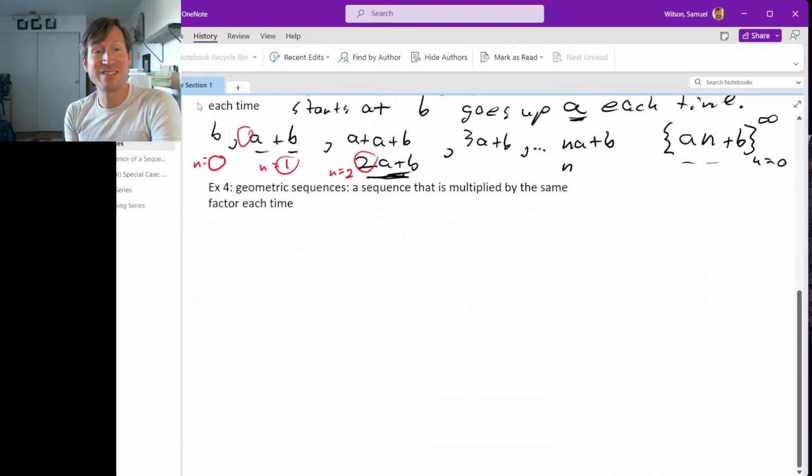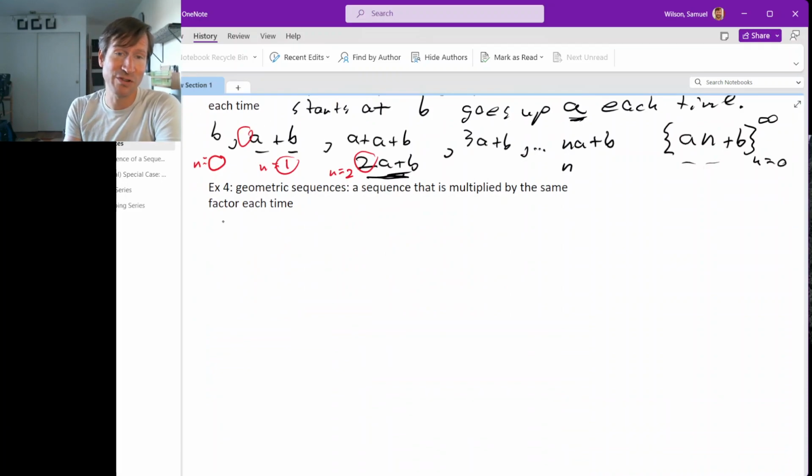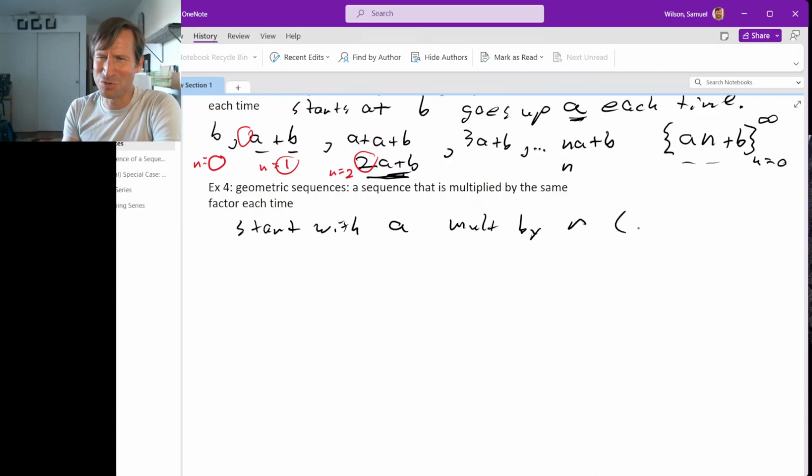A geometric sequence is a sequence that is multiplied by the same factor each time. So let's say that we start with a this time and multiply by r. The reason that r is the usual name for this is because it's the ratio between terms. Okay, so let's start with n equals 0. Let's label the first term in our sequence with n equals 0 again. So that's going to be b.